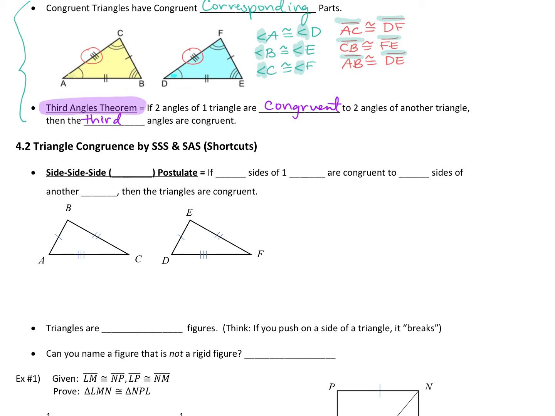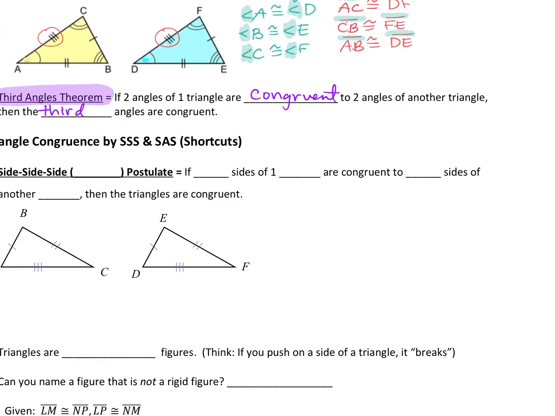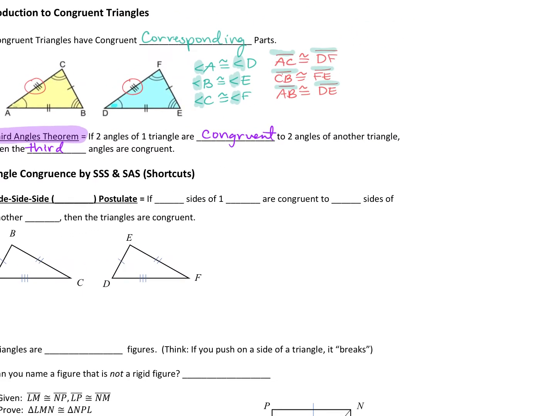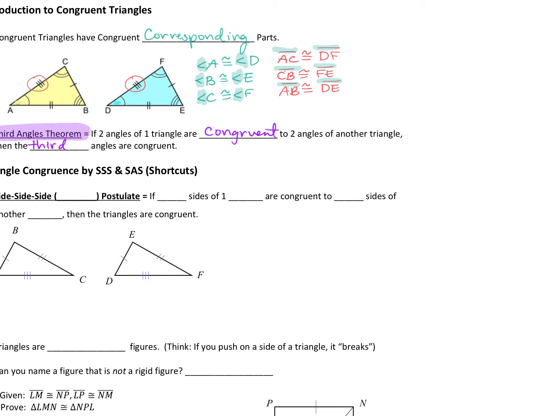Okay, and I'm going to show you a picture of what this would look like. You may draw this with me if you want, or you can just watch what we're doing here. If I have these 2 triangles, okay, the third angle theorem, I'm going to call this ABC and this DEF. If I know that A is congruent to D, and I know that B is congruent to E, okay? Why would I know? Because third angles theorem says C is congruent to F right now.